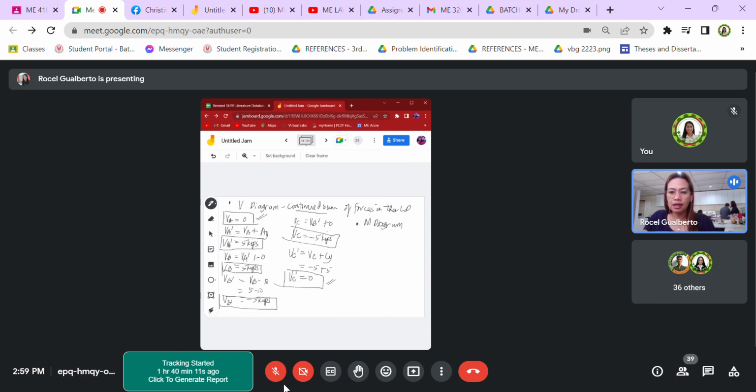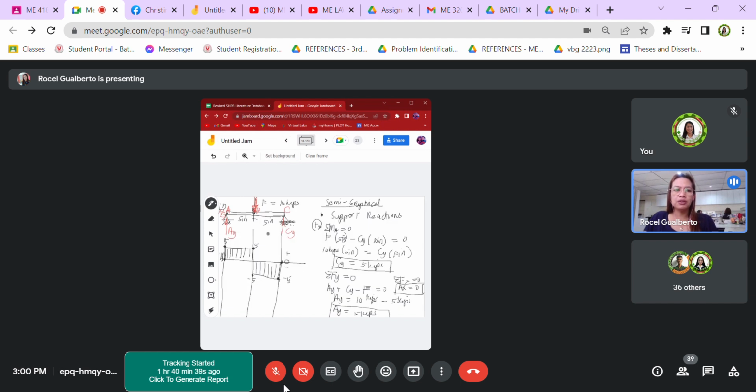So, moment at A, then moment at B, then moment at C. For each letter, each point, there is only one moment value that we will find. This one is a continued sum of areas in the shear diagram.